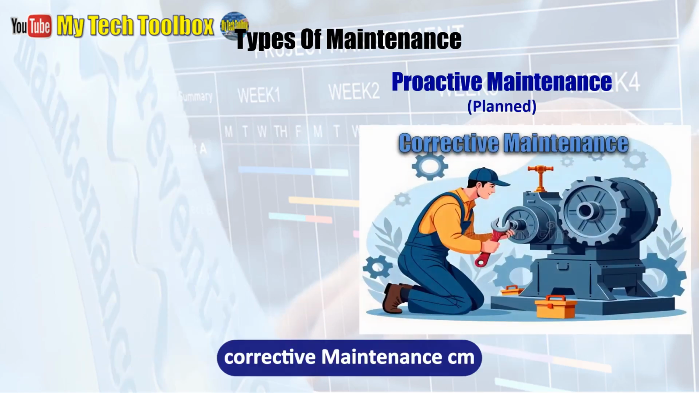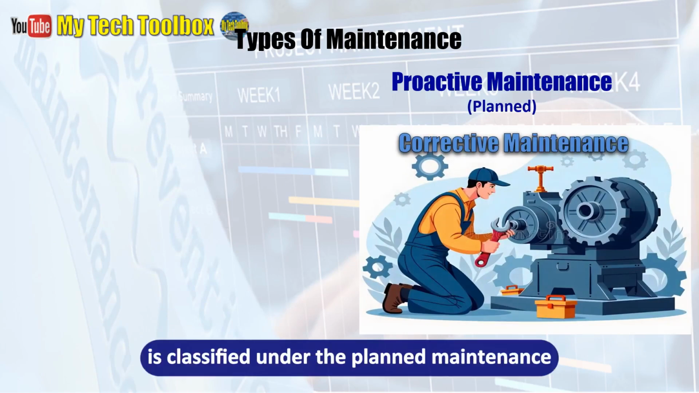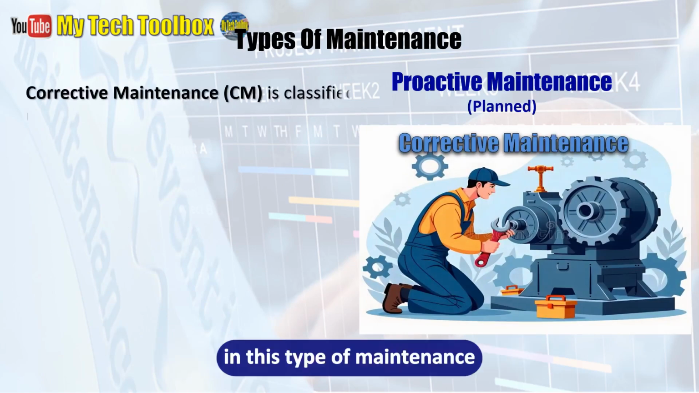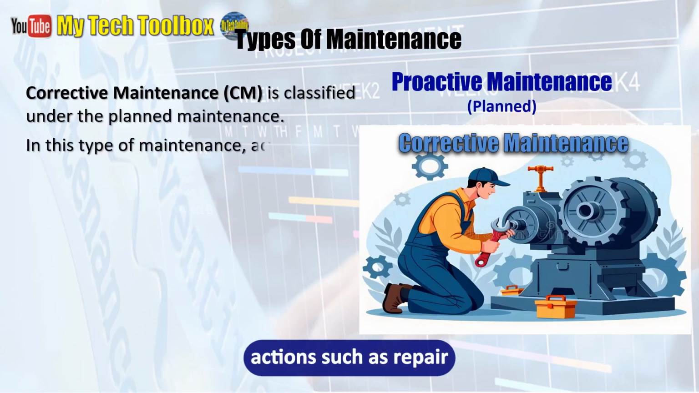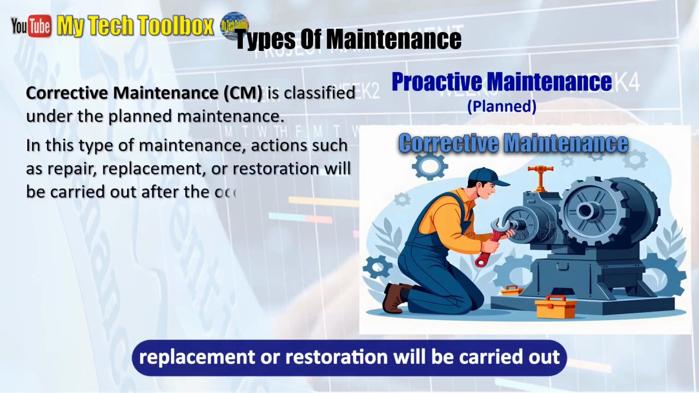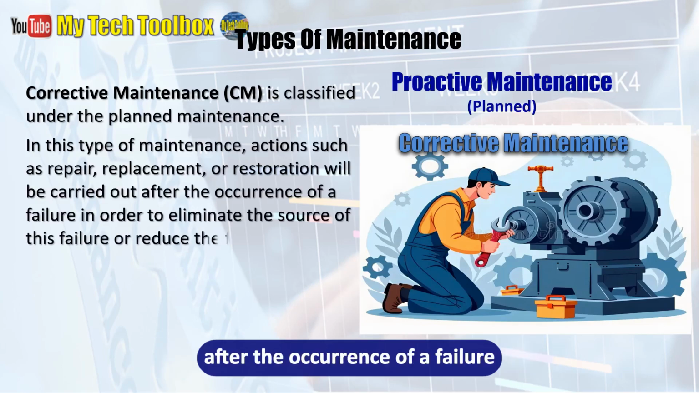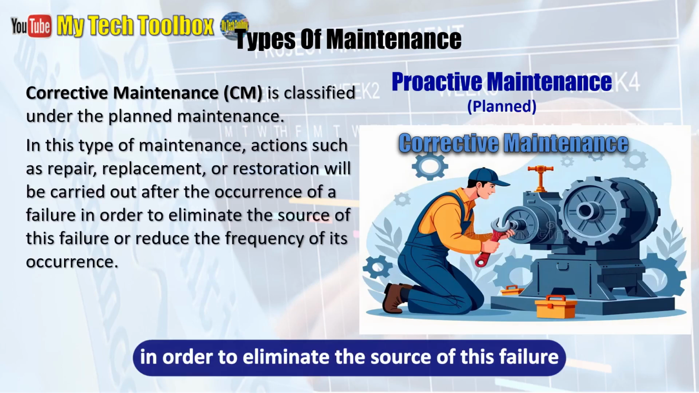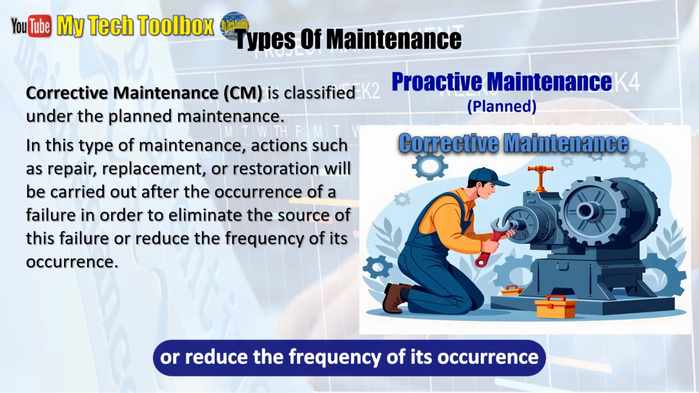Corrective maintenance, CM. Corrective maintenance is classified under the planned maintenance. In this type of maintenance, actions such as repair, replacement, or restoration will be carried out after the occurrence of a failure in order to eliminate the source of this failure or reduce the frequency of its occurrence.